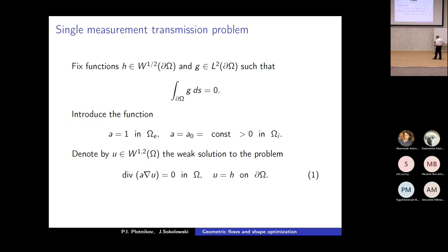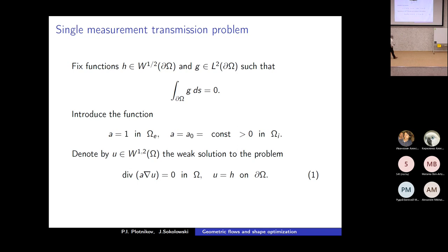Okay, next we have, first, the so-called single measurement transmission problem, a very simple problem for formulation. Let us fix two functions defined on the boundary of the whole domain omega. There is some natural condition: H is the trace of a Sobolev function on the boundary of omega, and J, for simplicity, I take simply in L2. Next, let us consider the coefficient A. It is assumed that it is equal to 1 in the annulus omega E, and some positive constant A0 in omega I, therefore it is a scalar function taking only two values.